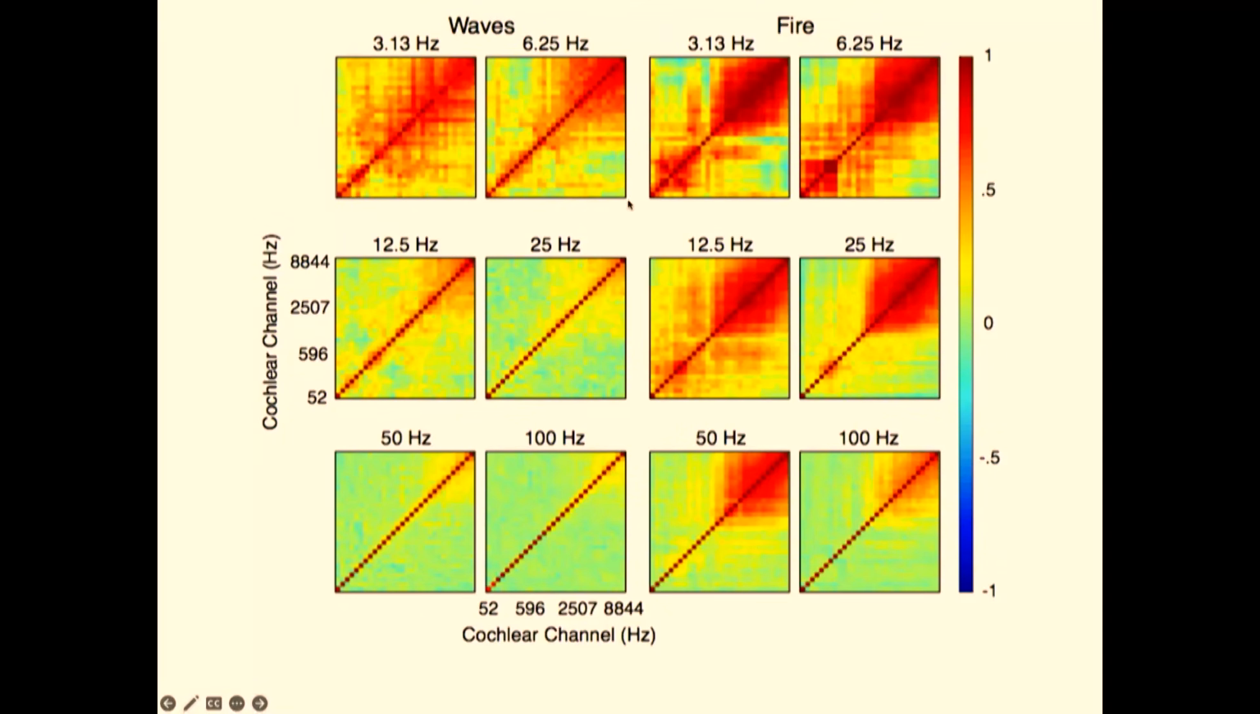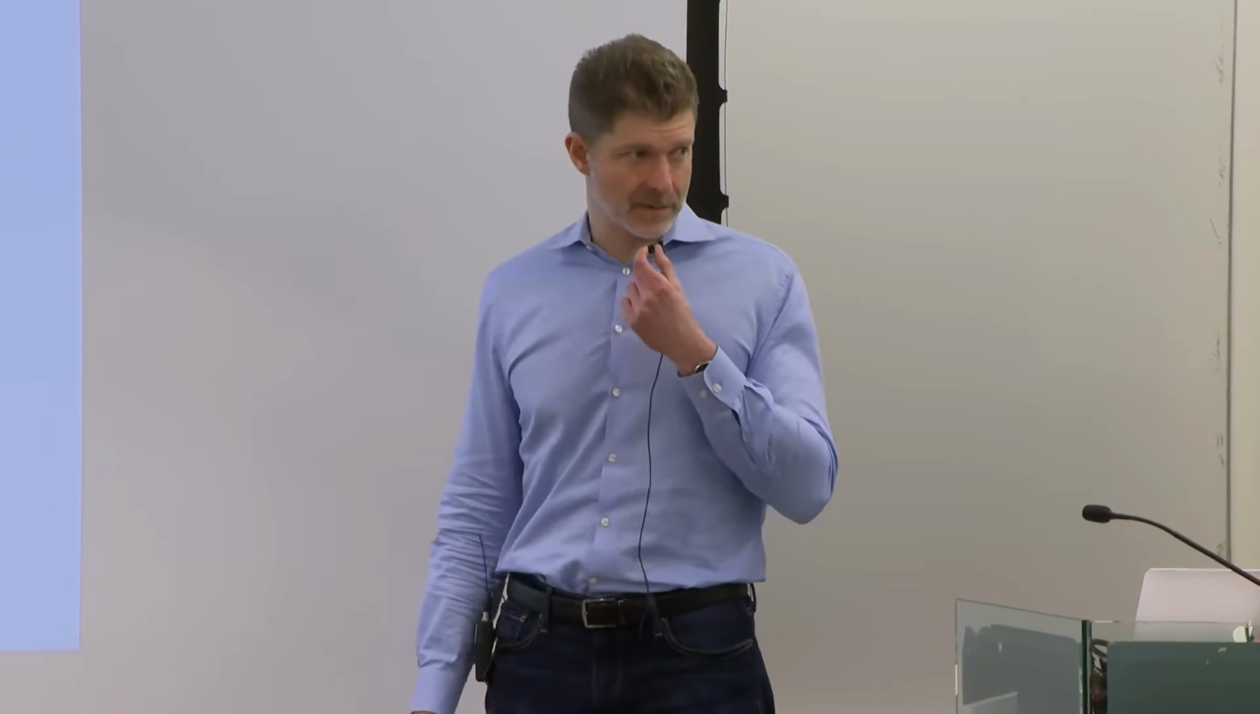Okay, and the main thing to take away from this, so here these statistics are plotted for waves on the left, and fire on the right, is that they look different. In particular, fire has a lot more of these correlations at fast modulation rates, like 50 hertz and 100 hertz, whereas waves basically doesn't. It's only got them at the slow modulations. Okay? So this is just a statistical acoustic fact about these types of natural sounds.